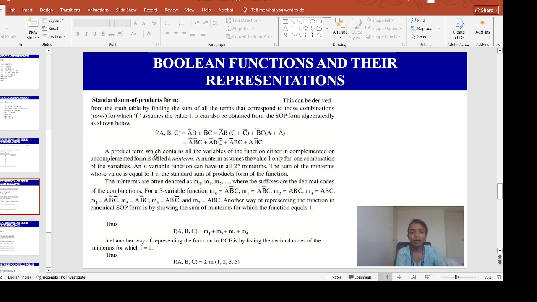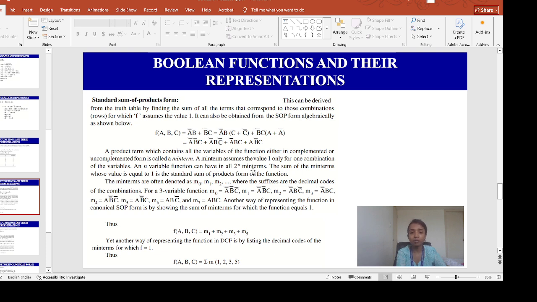Okay. So, a product term which contains all the variables of the function either in complemented or uncomplemented form is called a min term. So each of these terms is called a min term because it contains all the variables of the function either in complemented or uncomplemented form. A min term assumes the value 1 only for one combination of the variables. Okay, so I have just shown you that for these combinations of the variables only we have put 1 in the truth table. An n variable function can have in all 2 to the power n minterms.